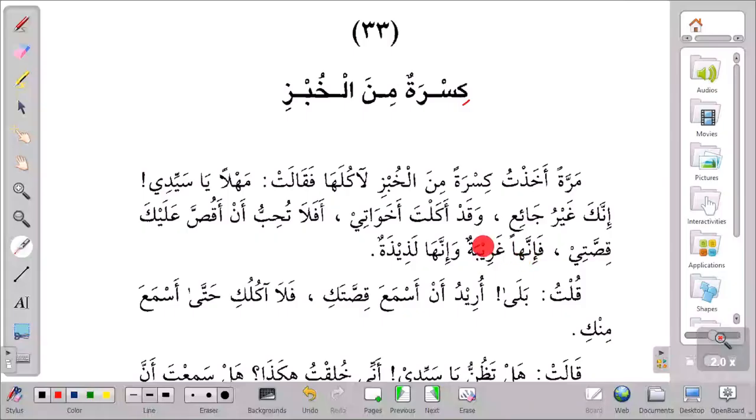فَإِنَّهَا غَرِيبَةٌ وَإِنَّهَا لَذِيذَةٌ. For indeed it is a strange story, and it is sweet. It is a sweet story. I hope that is clear.